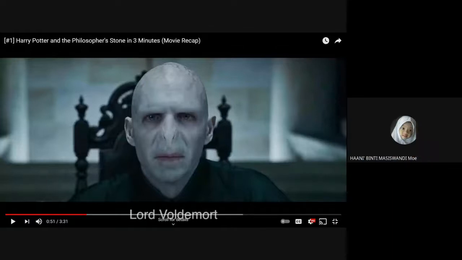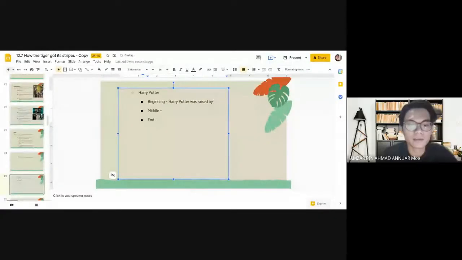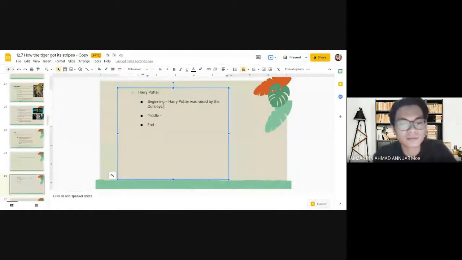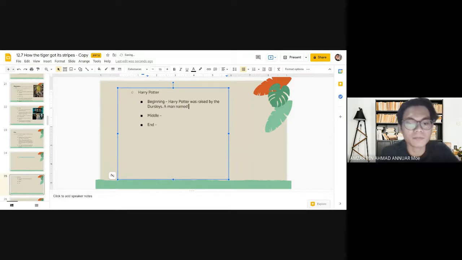Mula-mula dia diasuh oleh pakcik-makcik dia. Okay, Harry Potter diasuh dalam bahasa Inggeris? Was raised by the Dursleys, his aunt and uncle. Okay, then siapa datang? Who came? Siapa yang datang? Laki ke perempuan? Laki. Lelaki. A man, dengar tak nama dia apa? Hagrid. Came, datang buat apa?